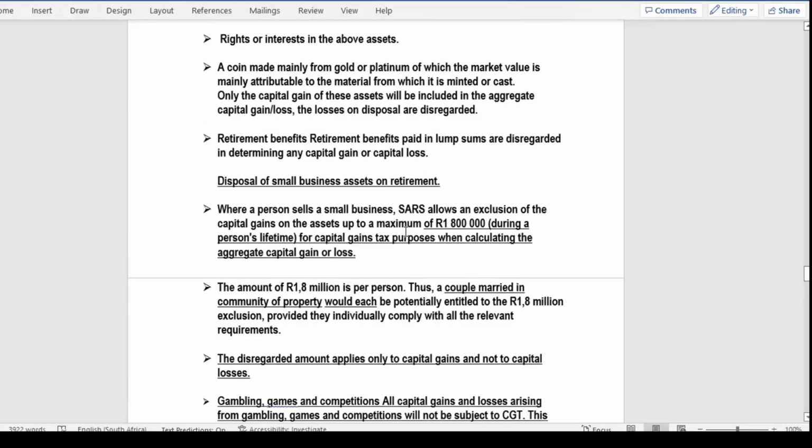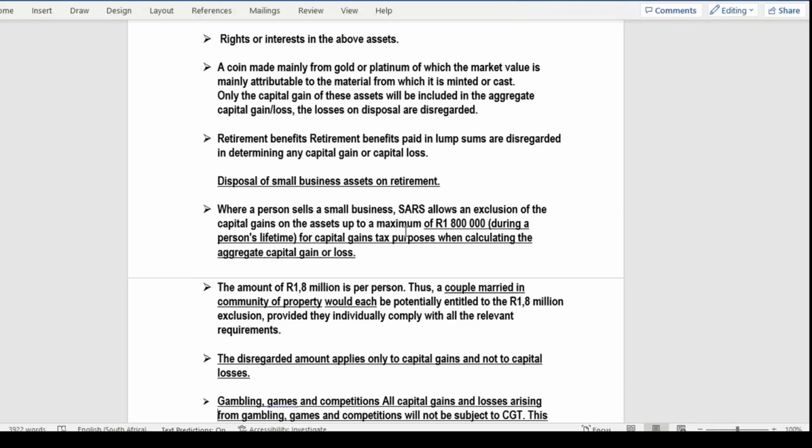Right, let's look at the disposal. This is very important. I think I've seen one of the questions in regards to this. Disposal of a small business asset on retirement. Where a person sells a small business, SARS allows an exclusion of the capital gain on the asset up to a maximum of 1.8 million rand during the person's lifetime for capital gains tax when calculating the aggregate capital.